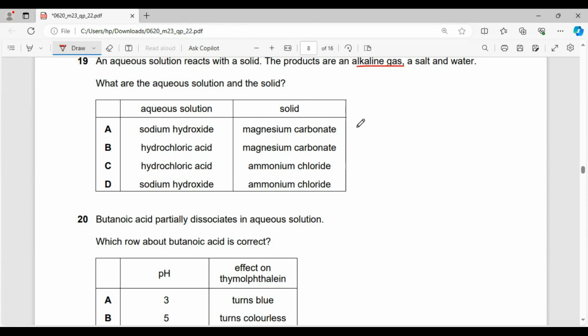In case of magnesium carbonate, the gas produced will be CO2, which is acidic in nature. In case of ammonium chloride, the gas produced will be ammonia. Ammonia is alkaline in nature. So we have options C and D. So the correct option will be sodium hydroxide, as acids do not react with ammonium salts.